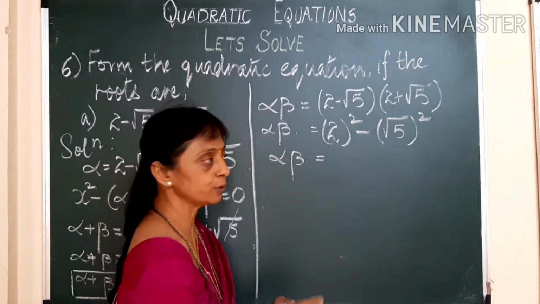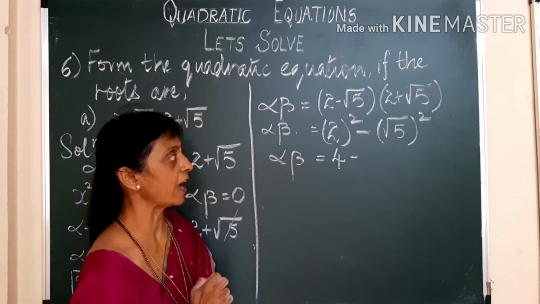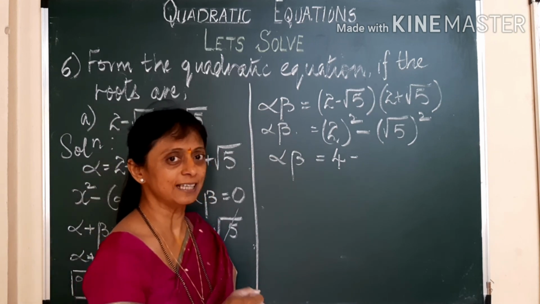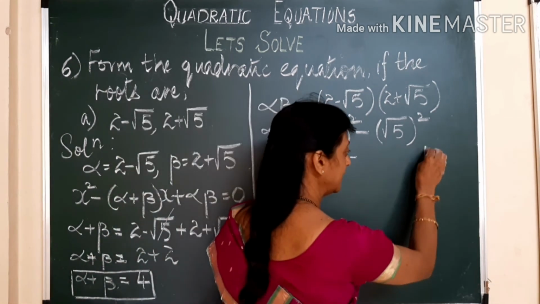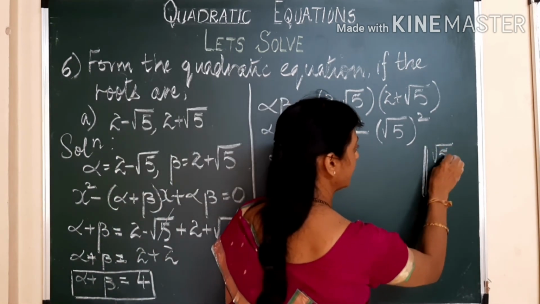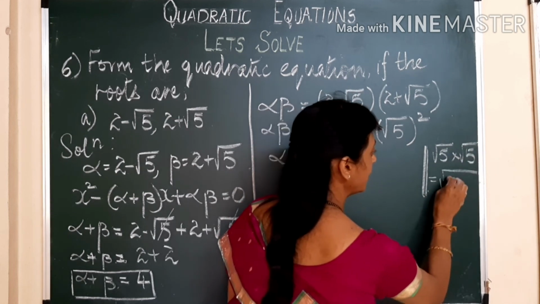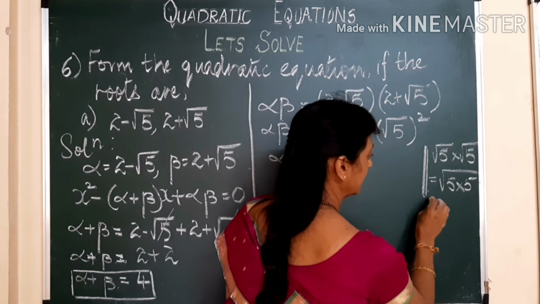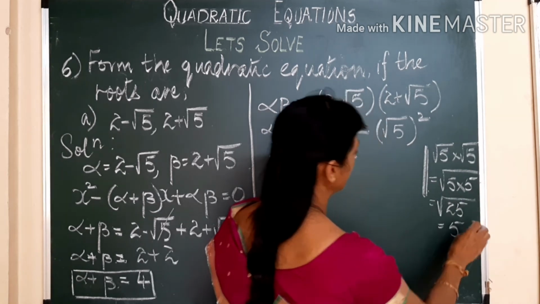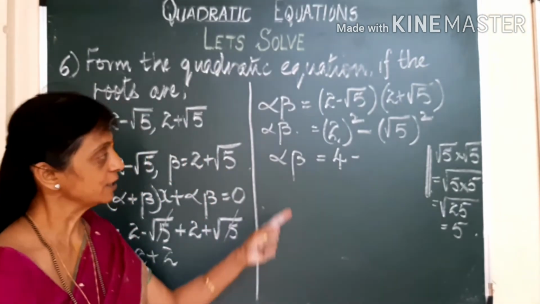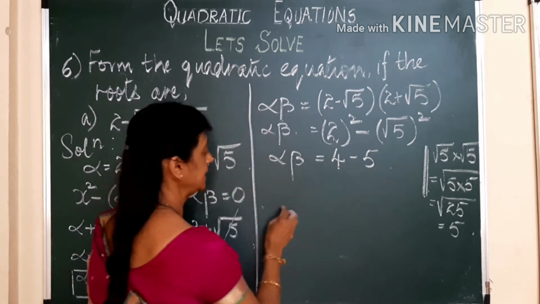Square will be 2 into 2, that is 4. Minus, now over here, square root of 5, the whole square is what, children? Root 5 into root 5. Right? So if you've forgotten, let's do it. Root 5 into root 5 will give me what, children? Root of 5 into 5, that is square root of 25. So square root of 25 is 5. Right? So what is root 5 into root 5? It is only 5. Let's continue.